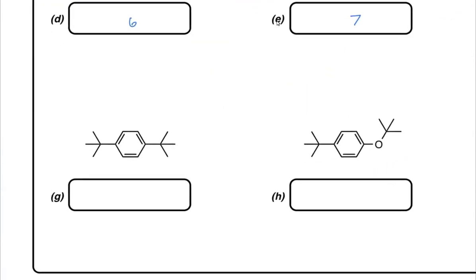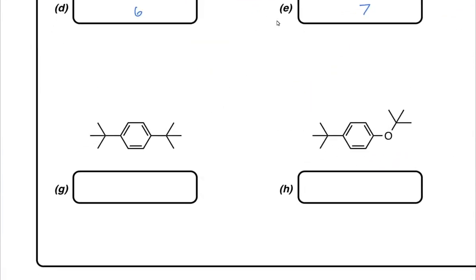Going on to the next row, for example G, I am noticing that we have para substitution and we have the same substituent. So overarching symmetry. 1, 1, 1, 1, 1, 1. All those methyl groups are equivalent. Then I'll have 2, 2, 2, and 2. Again, this is because there's that overarching symmetry.